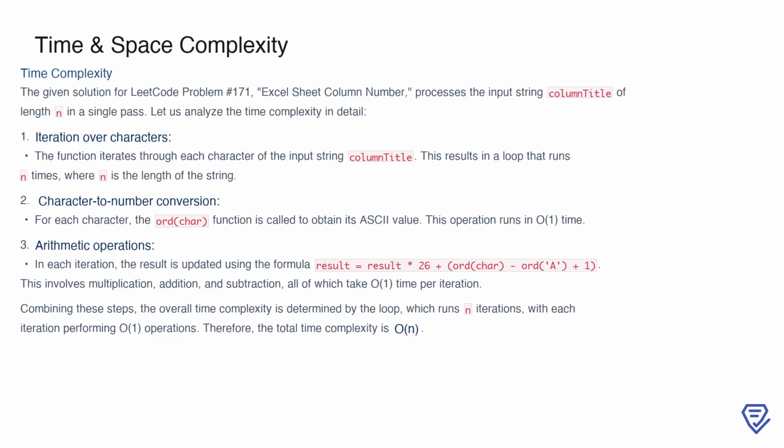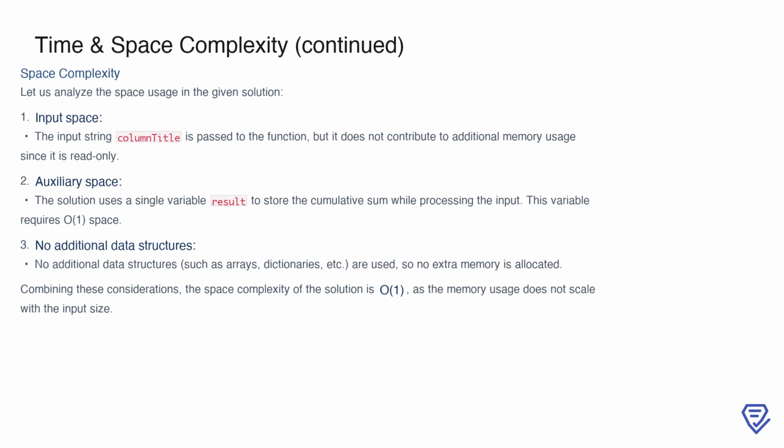Finally, we perform arithmetic operations, specifically multiplication, addition, and subtraction, to update the result with the formula result equals result * 26 + (ord(char) - ord('A') + 1). Each of these operations also takes O(1) time. Since the loop runs n times and each iteration involves a constant amount of work, the total time complexity of the solution is O(n).